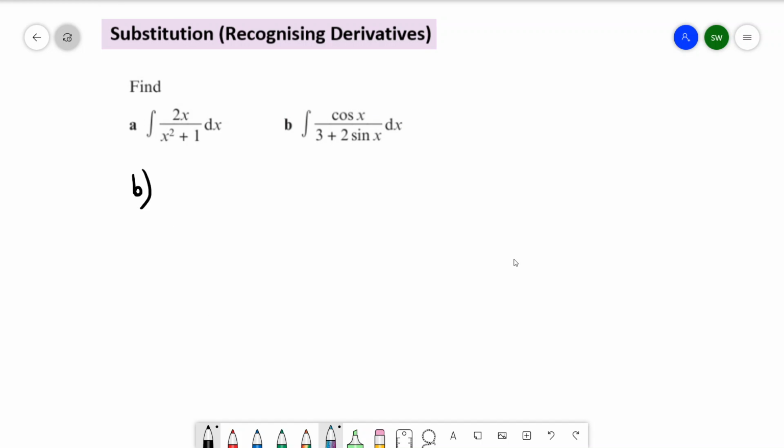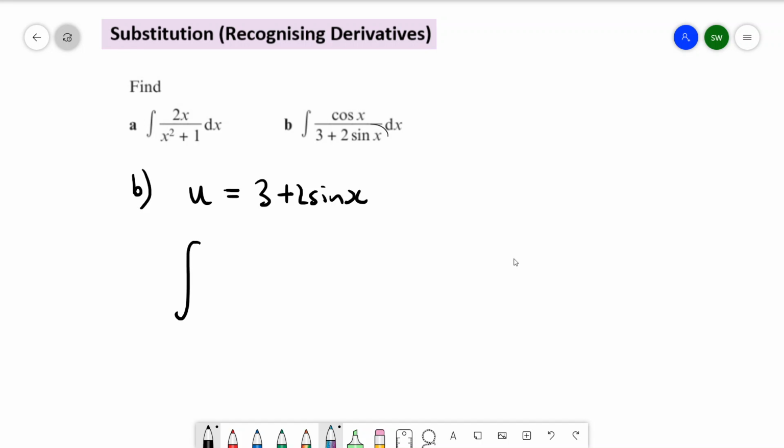So remember, we're spotting what u can be equal to, so that when we differentiate it and we divide by that derivative, we're going to cancel with something. Well, I've spotted that if I differentiate sine x, I get cos x. So that means I'm going to let u be the denominator, 3 plus 2 sine x. And often with these substitutions, it will be letting u be the denominator. And the key thing to realise is that the top is related to the derivative of the bottom. So whenever we've got that, we let u be the denominator.